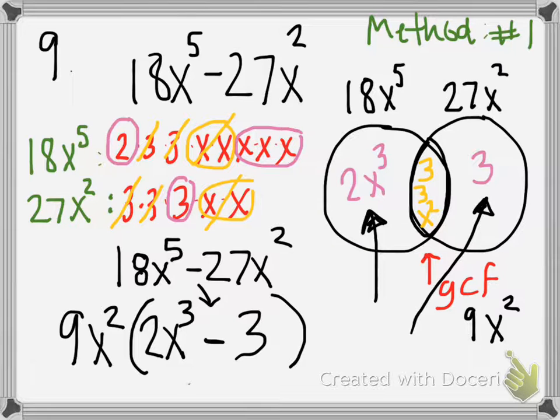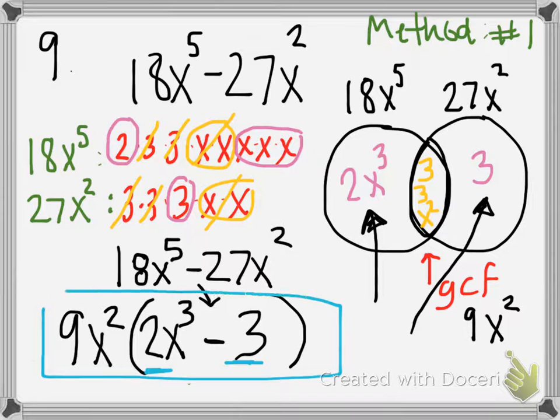How do I know that this is factored completely, especially if you're doing this without any work? Always check to see if these numbers have anything in common, or if they share any variables. 2 and 3, there's nothing I could divide 2 and 3 by, and they definitely don't share any variables. So this is the factored form.